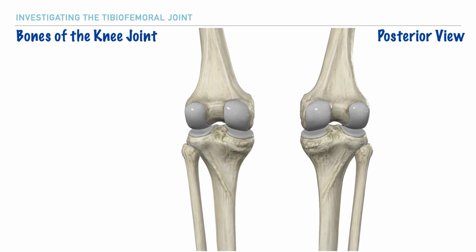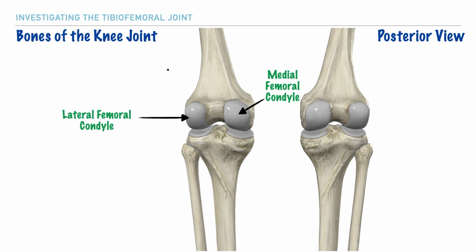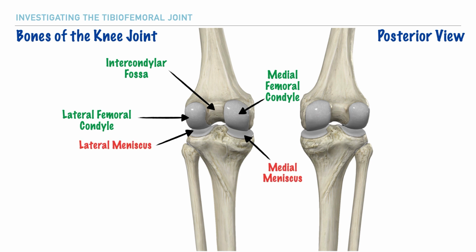First, we have the medial and lateral femoral condyles, and in between these on the posterior aspect we have what's called the intercondylar fossa. And just inferior to this, we have the medial and lateral menisci, which rest on top of the tibial plateau. And on the right-hand side of the screen, we have the head of the fibula, which is visible and palpable on the lateral aspect of the knee.